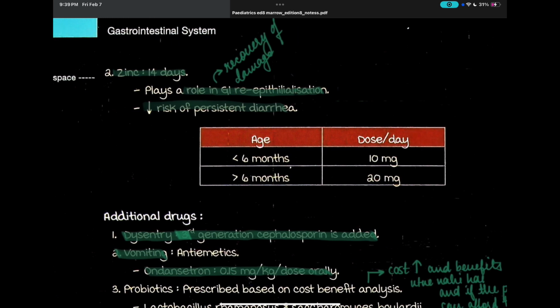Zinc for 14 days plays a role in GI reepithelialization, recovery of damage, and decreases risk of persistent diarrhea. If the baby is less than 6 months, dose is 10 milligram per day. If the baby is more than 6 months, dose is 20 milligram per day.